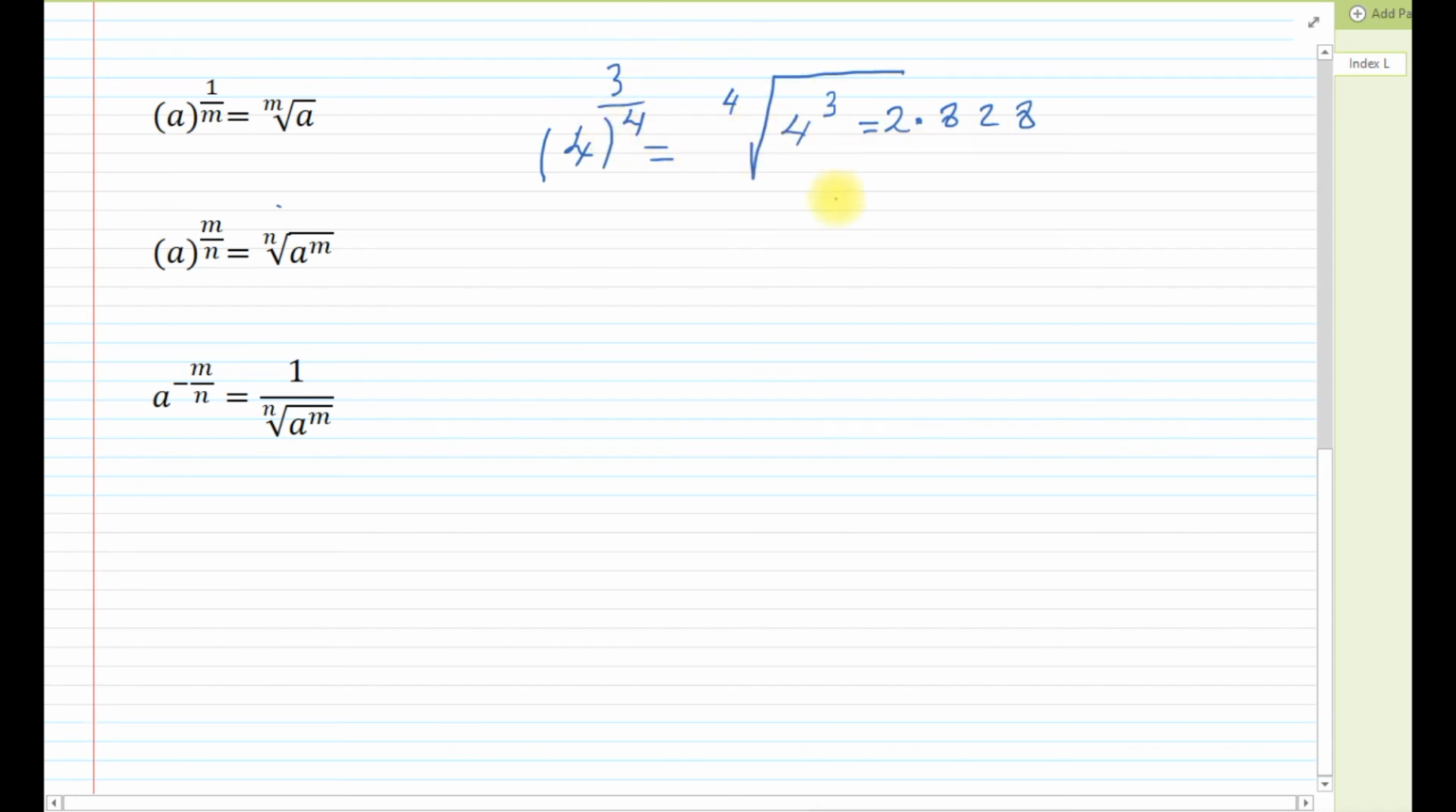As an example, to continue how we would work this out, if you're asked what is the exact value of this, that means we don't want decimal points. If there are any surds, we want to keep them. So I can write this as the fourth root of 4 to the power 3. Here I will use some of the material we covered earlier. This will be the fourth root of, now 4 I can write as 2 to the power 2, and all of this is raised to the power 3. As we saw earlier, this becomes 2 to the power 2 times 3, which is 6.